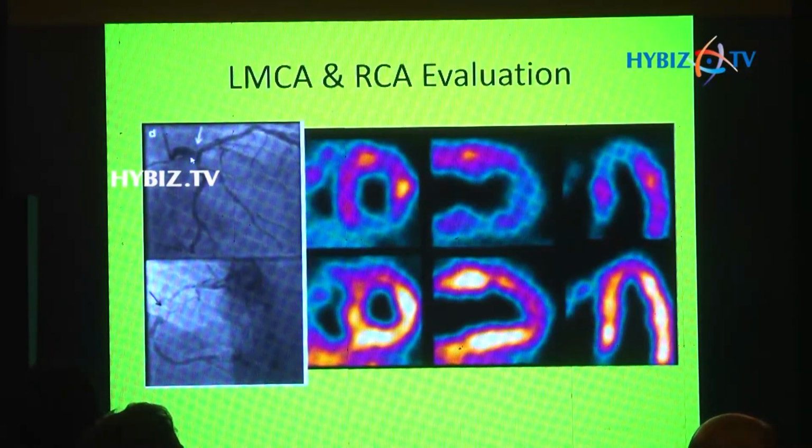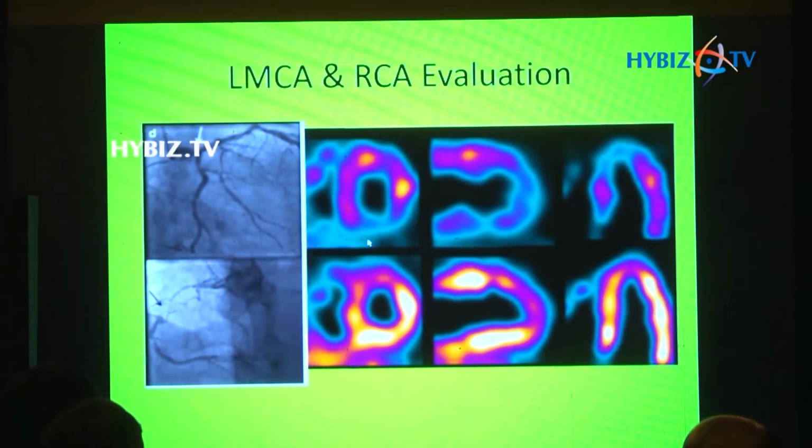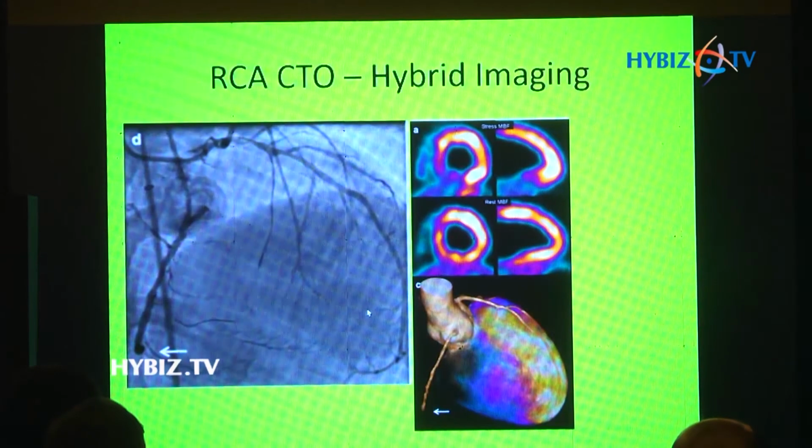This is a patient with a left main lesion and an RCA total occlusion, and you can see in the PET scan we use adenosine in these patients. You can see there's a significant decreased perfusion in the right coronary territory and also in the LAD territory, complete normalization at rest, showing that these are patients who are good to take up.